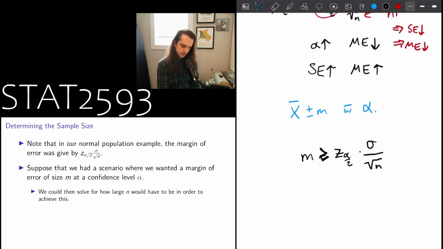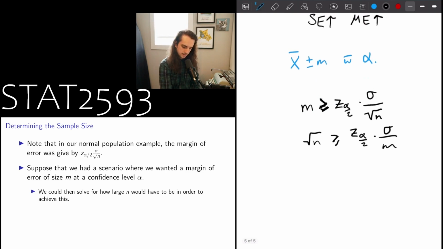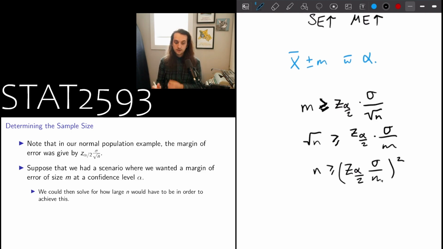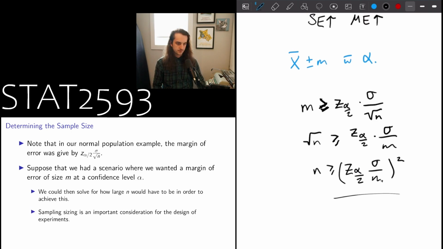We can bring over the square root of n and divide by m, so then we get that the square root of n has to be greater than or equal to z of alpha over 2 times sigma divided by m. And if we just square both sides here, then we get that n has to be greater than or equal to z of alpha over 2 times sigma over m, all of this squared. And so then we would want our sample size to be at least this large in order to achieve the set margin of error.